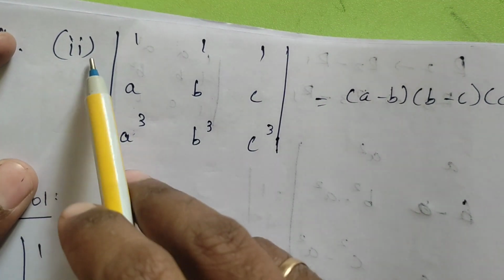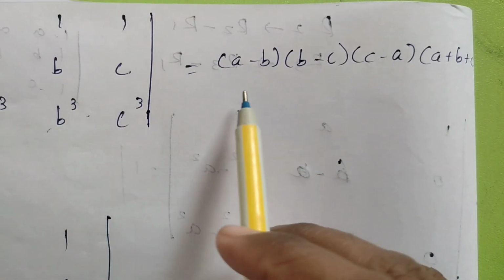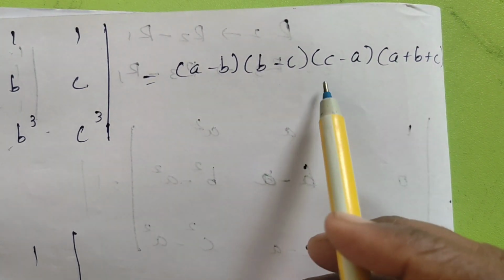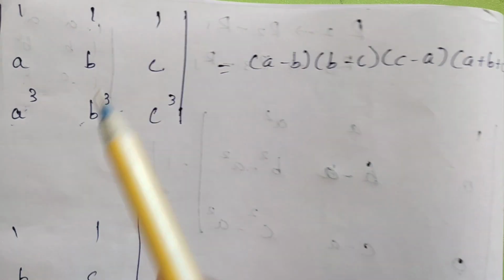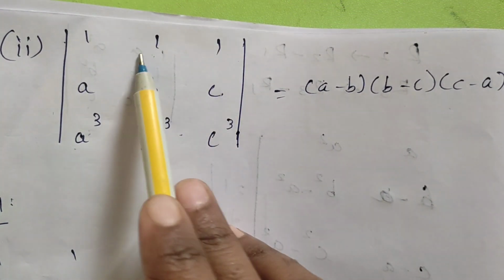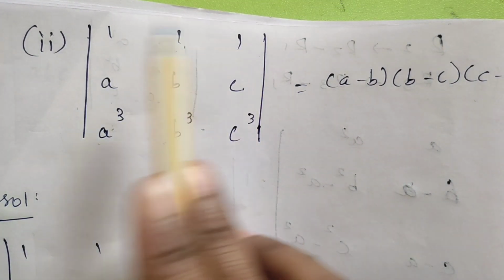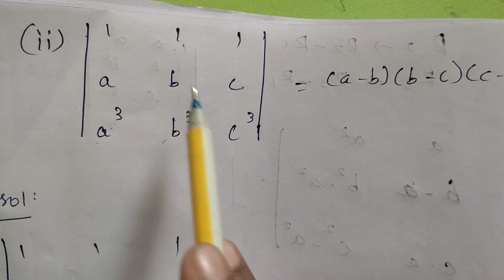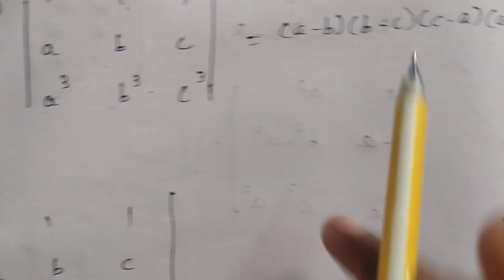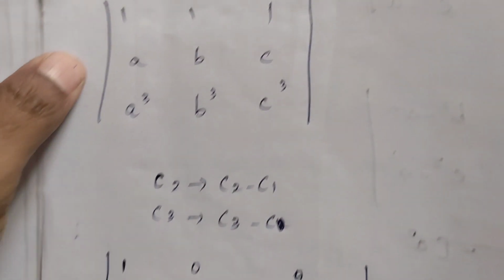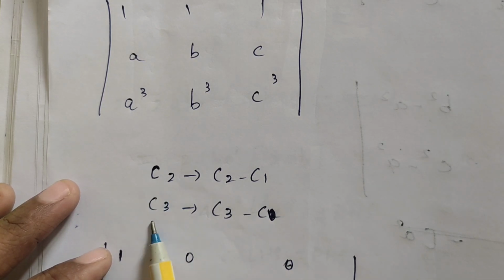Determinant 1, 1, 1, A, B, C, A cube, B cube, C cube is equal to A minus B, B minus C, C minus A, A plus B plus C. So this is again similar to the previous one. I'll make these two elements 0 by doing the operation C2 minus C1, C3 minus C1. Then if I find the determinant value, it will be reduced to 2 by 2 so that I can easily find the value of this. So it has been taken C2 tends to C2 minus C1 and C3 tends to C3 minus C1.